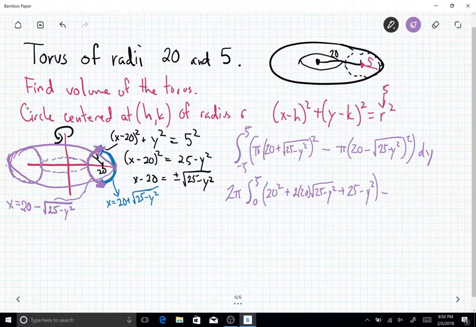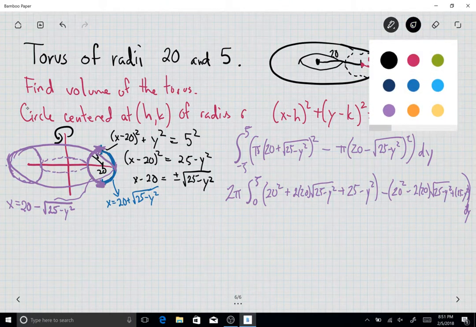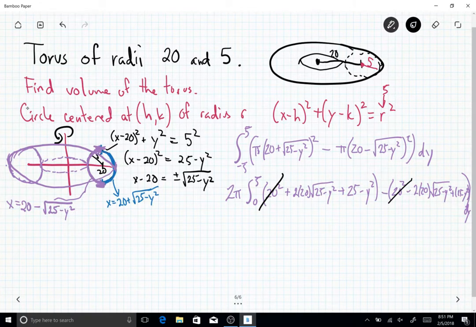We have to subtract off that second portion here. So we get minus 20 squared again, and then minus 2 times 20 times the square root of 25 minus y squared. And then last but certainly not least, you get plus 25 minus y squared. I'm sorry for running out of room there, and then we have a dy. I'll write it down there. Yippee-ki-yay. So now we have 20 squared is gone because you're subtracting that second piece.